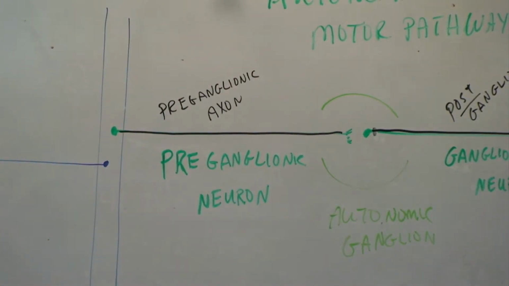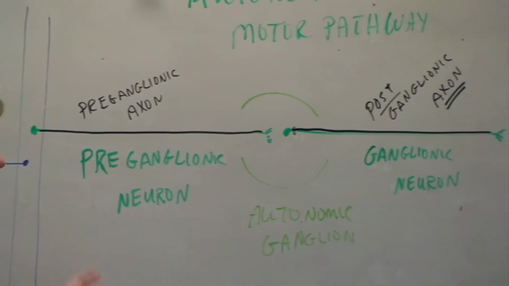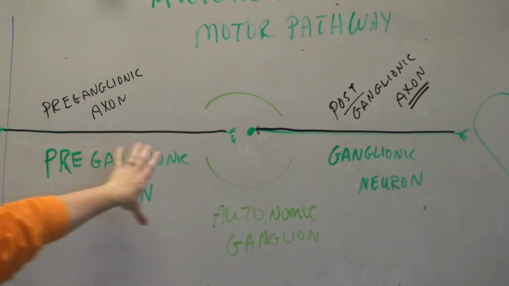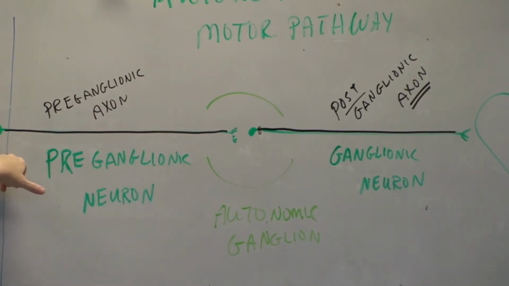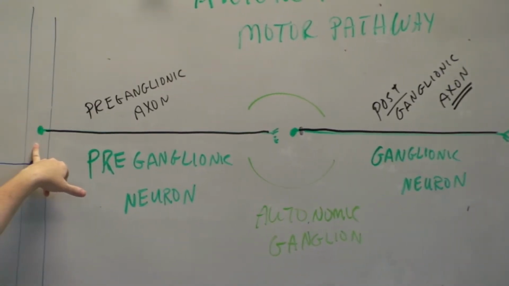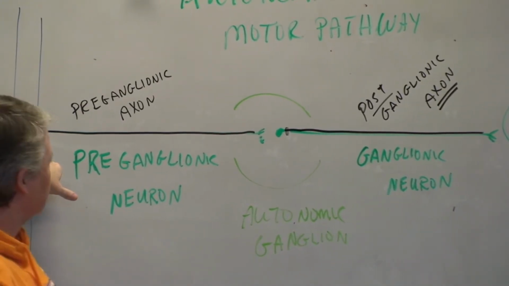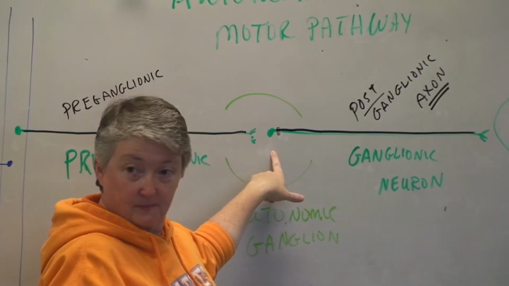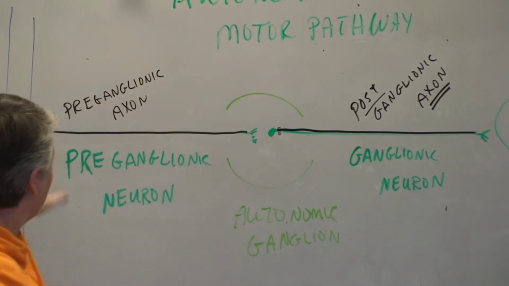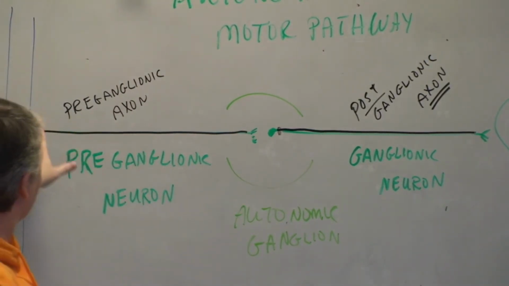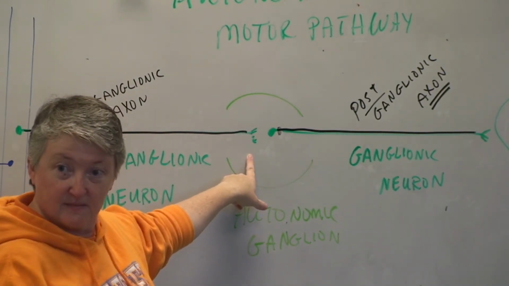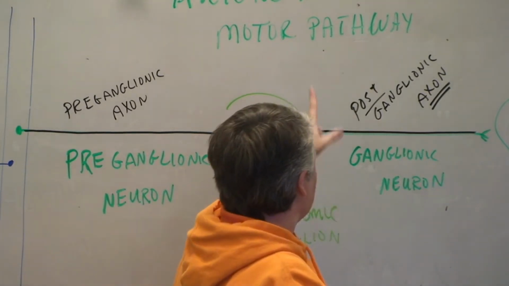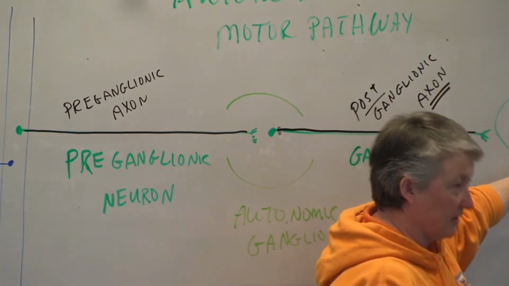So you have to be careful: am I talking about the entire neuron, or am I talking just about the axon? The preganglionic neuron starts in the central nervous system. The preganglionic neuron synapses with a ganglionic neuron that starts in a ganglion. Okay? The preganglionic neuron sends out a preganglionic axon to the ganglion. The ganglionic neuron sends out a postganglionic axon to the effector.